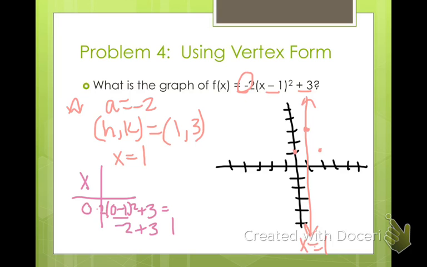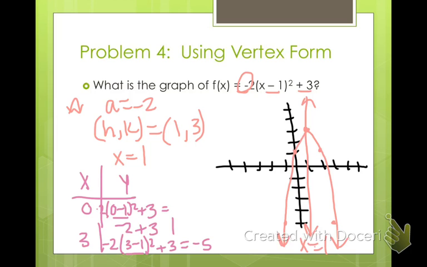And now let's go ahead and do 3. So if x is 3, we're trying to find our y value. -2 times 3 minus 1 squared plus 3. 3 minus 1 is 2. 2 squared is 4. 4 times -2 is -8, and -8 plus 3 is -5. So I know I have 3, -5 as a point. And I can also reflect that across on the other side. So 2 over, and make a curve. There we go. We made our parabola. Easy peasy.